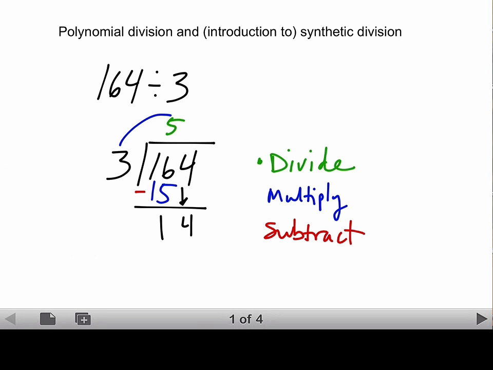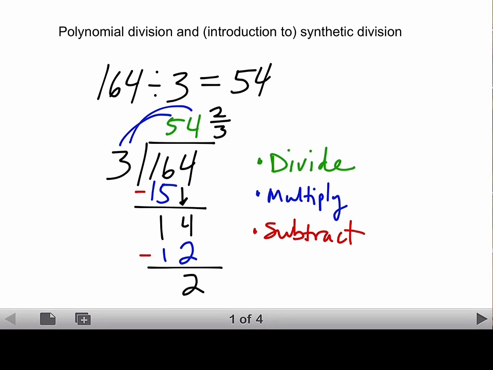Now I'm going to divide. 3 into 14 goes 4 times. Then I'm going to multiply. 4 times 3 is 12. And then I'm going to subtract that 12, and the answer I'm going to get is 2. And now we can express this as 54 2/3 as our final answer. So we can say that 164 divided by 3 is 54 2/3. Alternatively, as you may remember from grade school, you might have written this as 54 remainder 2.